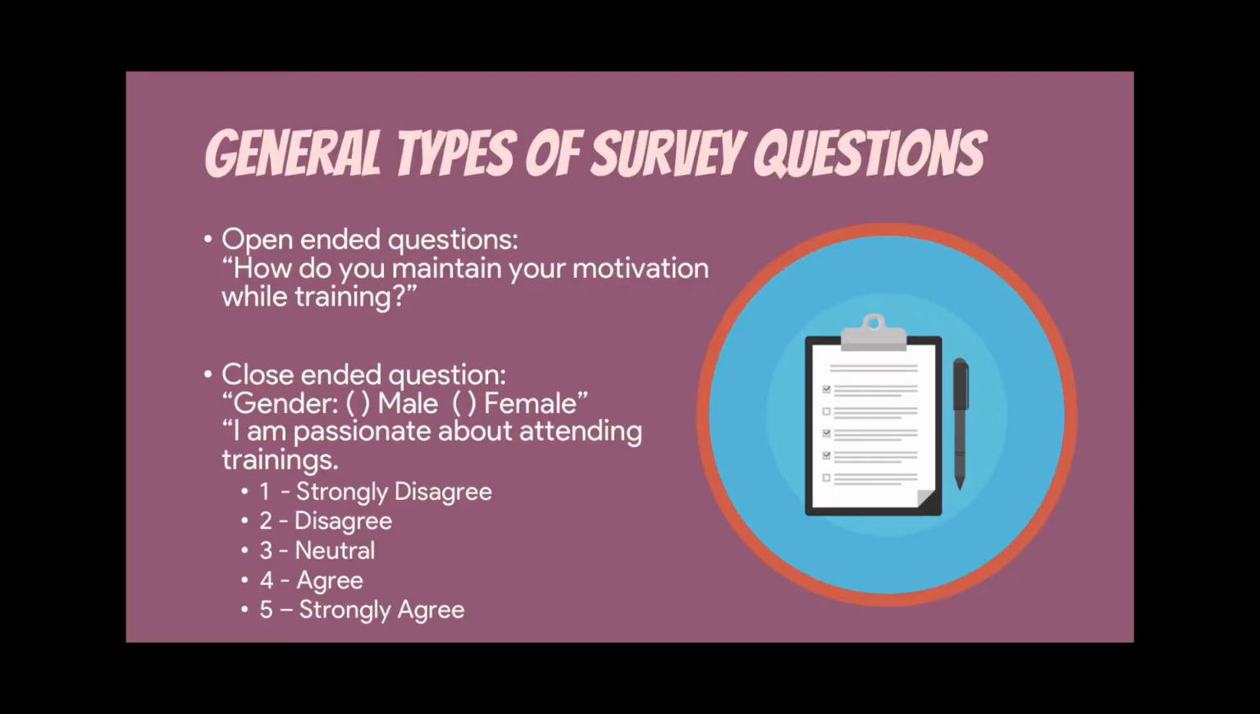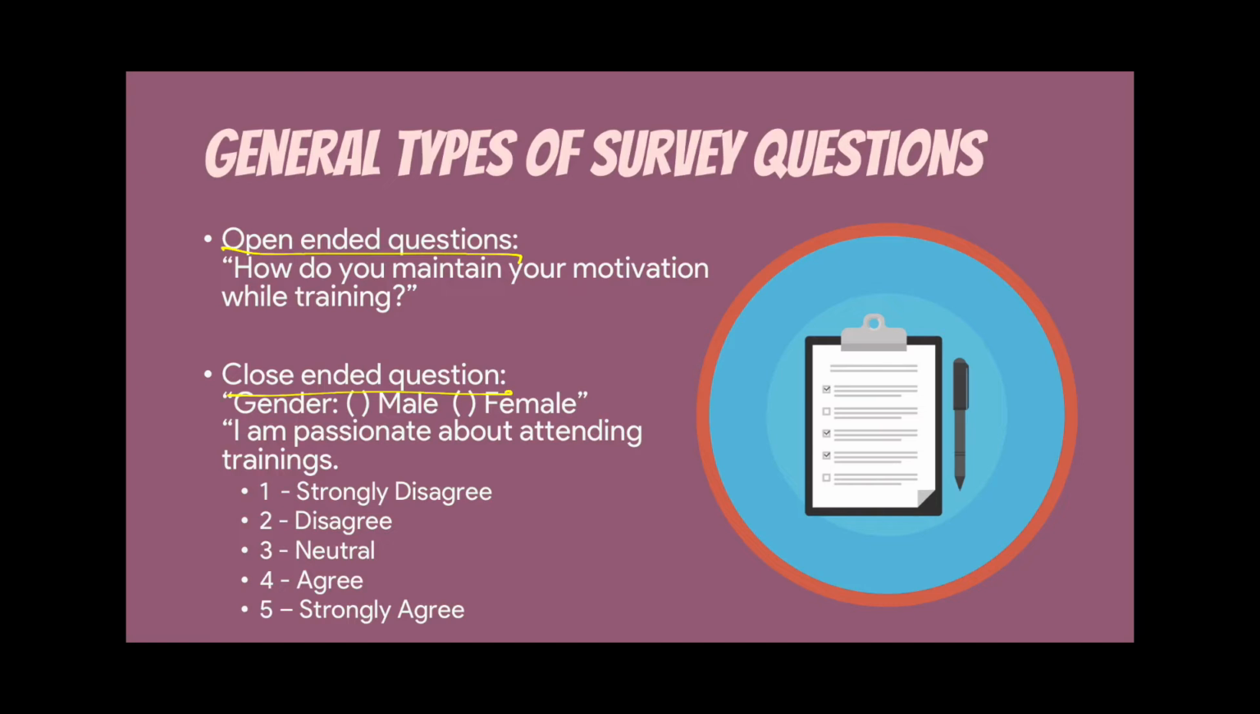So what type of questions do we often see in survey questionnaires? We have open-ended questions and closed-ended questions. Open-ended questions are usually less structured, and it's more flowing for the respondent to answer. For example, how do you maintain your motivation while training? So the how and why questions are more open-ended.